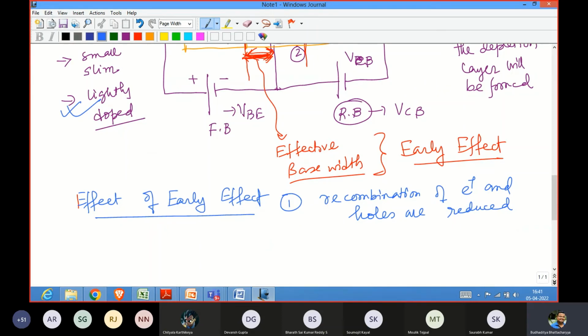Can you tell me? Just think of it a little bit. What was the base used for? Base was just a combination. It's a sandwich between emitter and collector. Now you are reducing the base. What will happen?